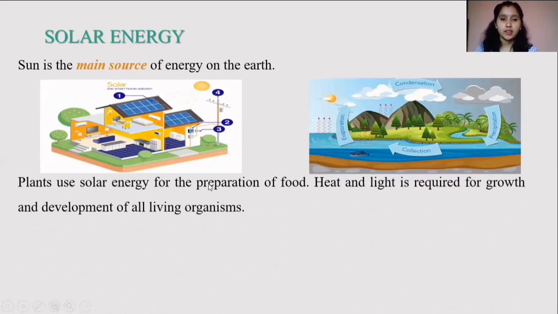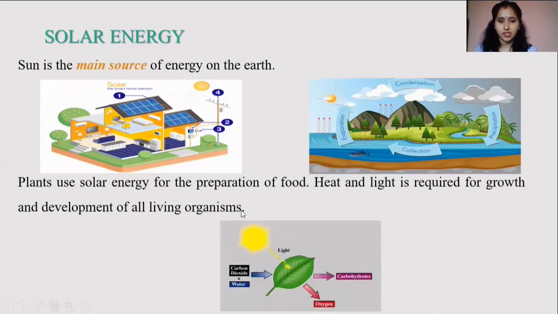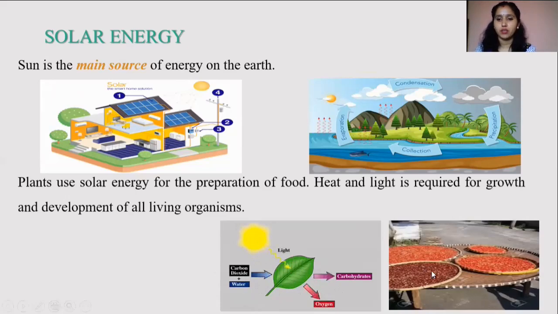And plants use solar energy for the preparation of food. Heat and light is required for growth and development of all living organisms. We can see here how the photosynthesis process occurs in the green plants. Yes, sunlight is being absorbed, and carbon dioxide and water are being used for the process of photosynthesis. And we can see here how we can use solar energy for drying grains.